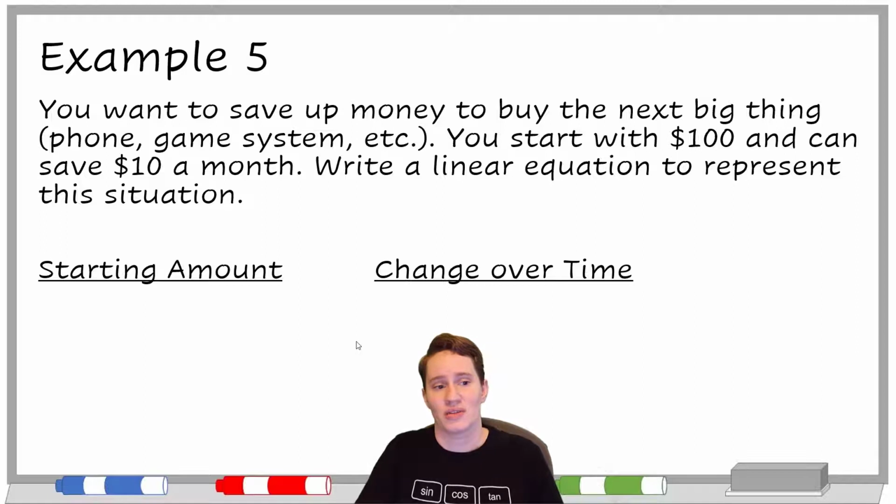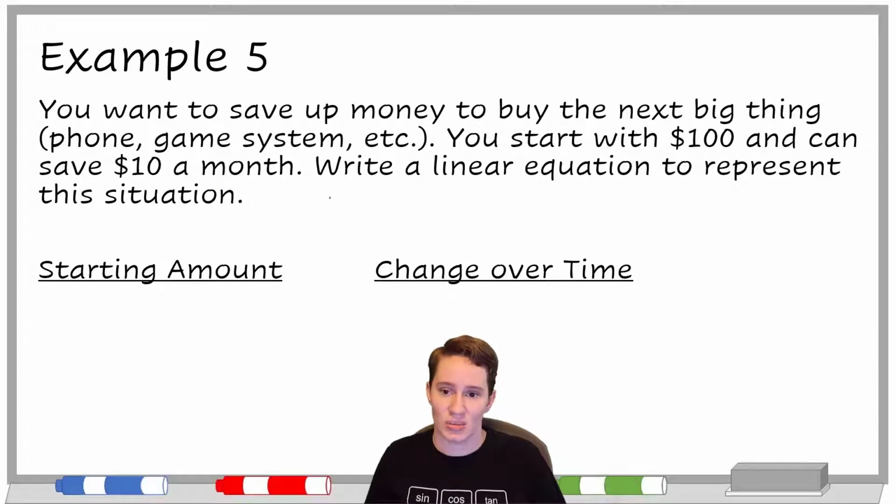Let's say you start with $100 and figure out you can save $10 a month. Write a linear equation to represent this situation. So we've got only 2 numbers here. We've got to think which of these is our starting number and which one is our change over time. Well, our starting amount is 100, because that's how much we've said we have initially. And then our change over time is that we're going to gain $10 a month.